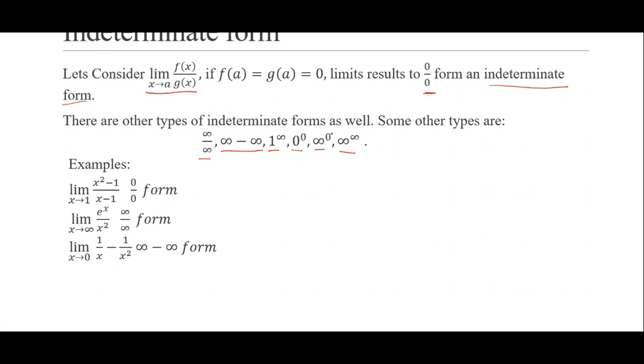So first, the indeterminate forms are the forms in which the limits result in the form of 0 by 0, infinity by infinity, infinity minus infinity, 1 raised to power infinity, 0 raised to power 0, infinity raised to power 0, or infinity raised to power infinity. So here are a few examples.